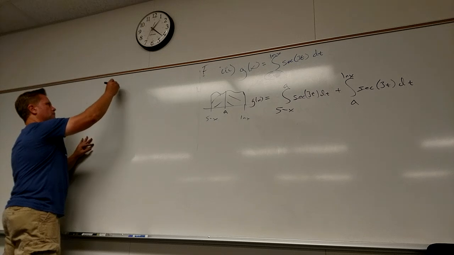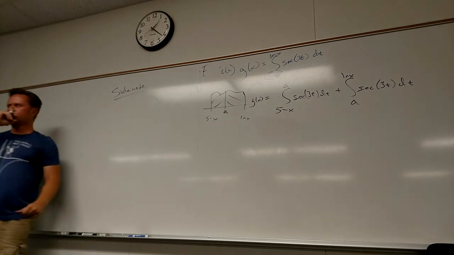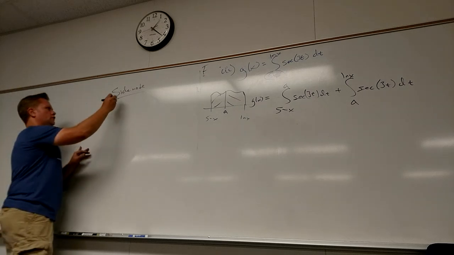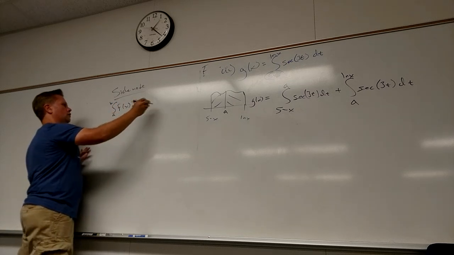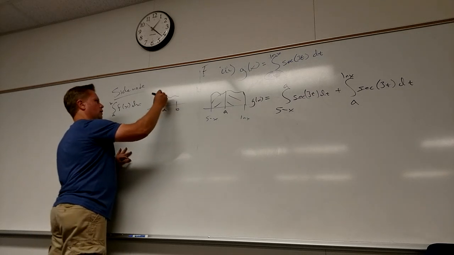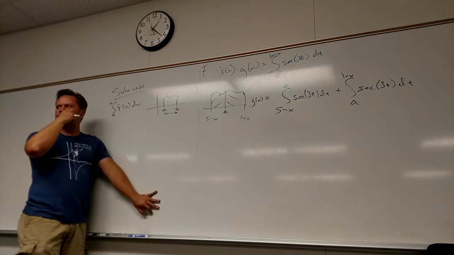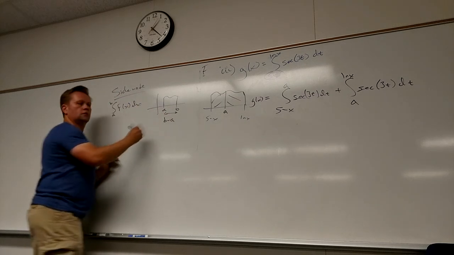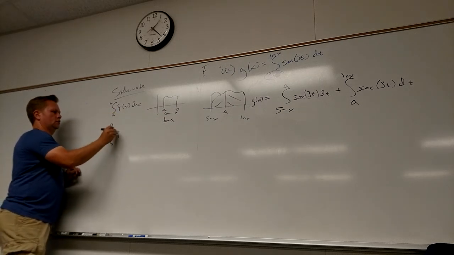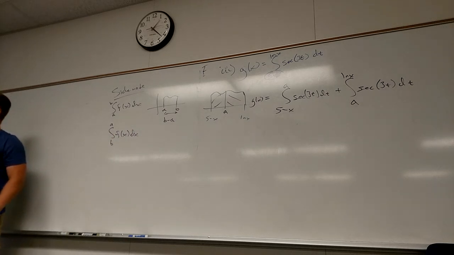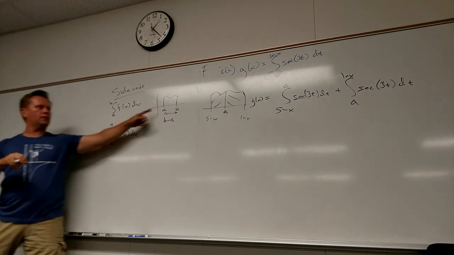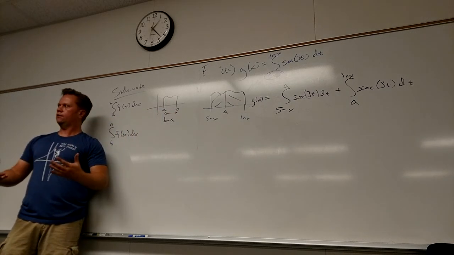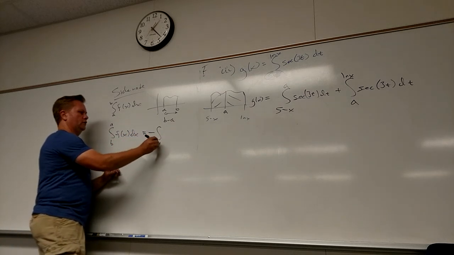So real quick, watch this. Side note. If I had the integral from a to b of some function, and that looks like this. How wide is this? B minus a, right? Is that cool? B minus a. So how does this relate to this? How does that change things? Or does it? Yes. Because now it would be a minus b, but a minus b is what kind of a number? Negative. So it'll be the negative. So this is equal to negative this.